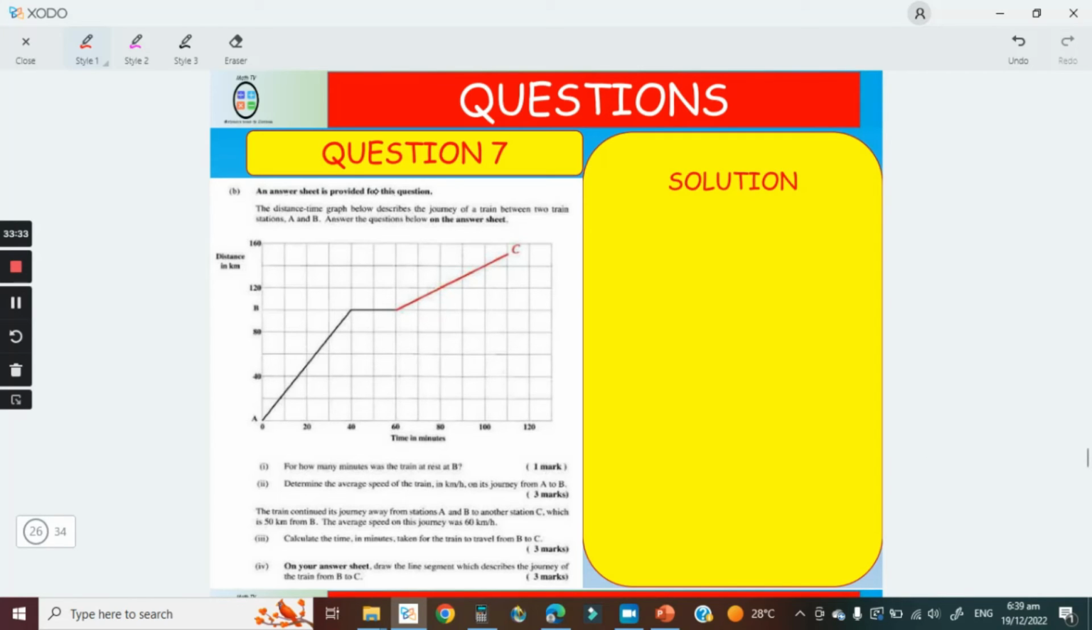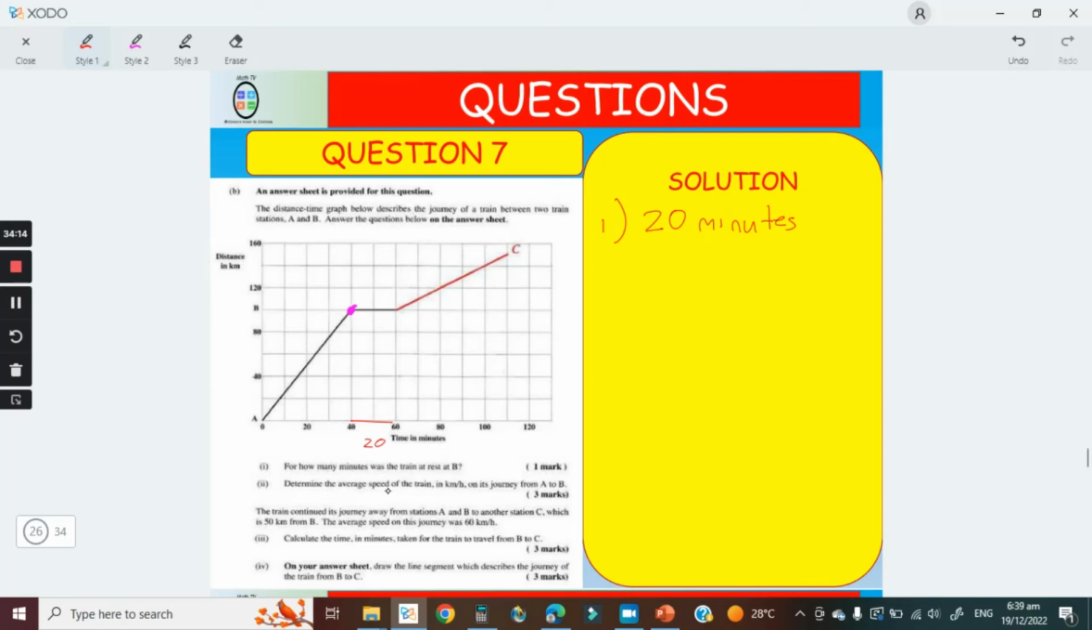Now as you would have done this, they told us what? At B the train came to a rest. So here is the train, a train between two train stations A and B. This is train station A right here, and this would be train station B. Now, how do we know? They told us at B it came to a rest. How long did it come to a rest for? From 40 to 60 is 20 minutes. So for part 1, it came to a rest for 20 minutes. That's it.